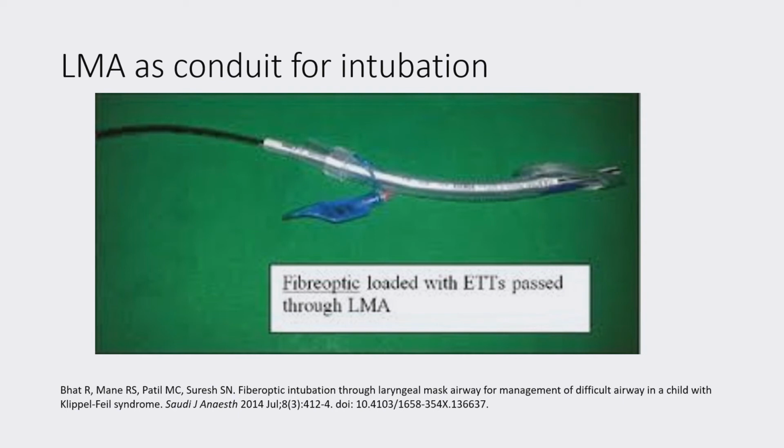LMA can also be used as a conduit for intubation. This picture shows an LMA with a fiber optic endoscope loaded with an ET tube, so that after insertion of an LMA, we can intubate by using this method. And then after insertion of the ET tube by using a fiber optic bronchoscope, you can remove the LMA and the bronchoscope, and then the ET tube will be kept in position.